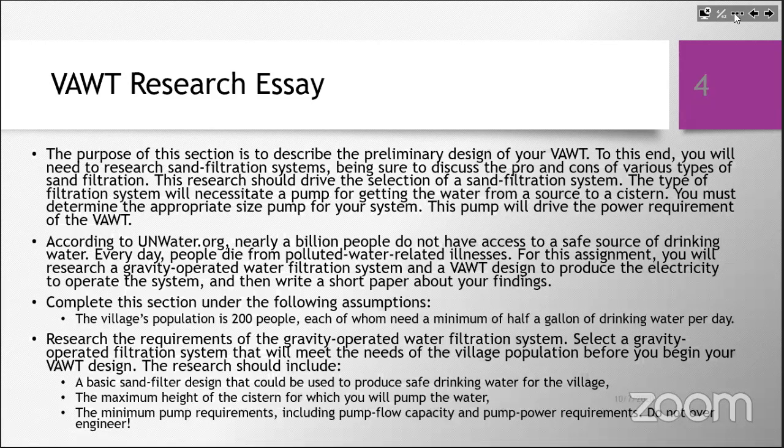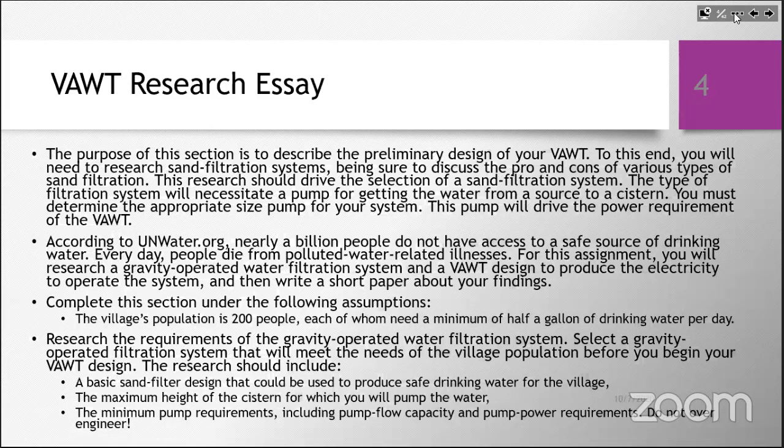So you need to figure out, based off of the filtration system that you've chosen, what kind of pump you need to use, right? So how do you size your pump? The pump is going to drive your power requirements, right? So your VAUT is powering the pump that's going to bring your water to the filter, right? Once you figure out how big of a pump you need, then you know how big you need to make your vertical axis wind turbine, right? Because once you figure out the pump, you know how much power you need. That will in turn determine how big your VAUT needs to be or how much power your VAUT needs to supply.